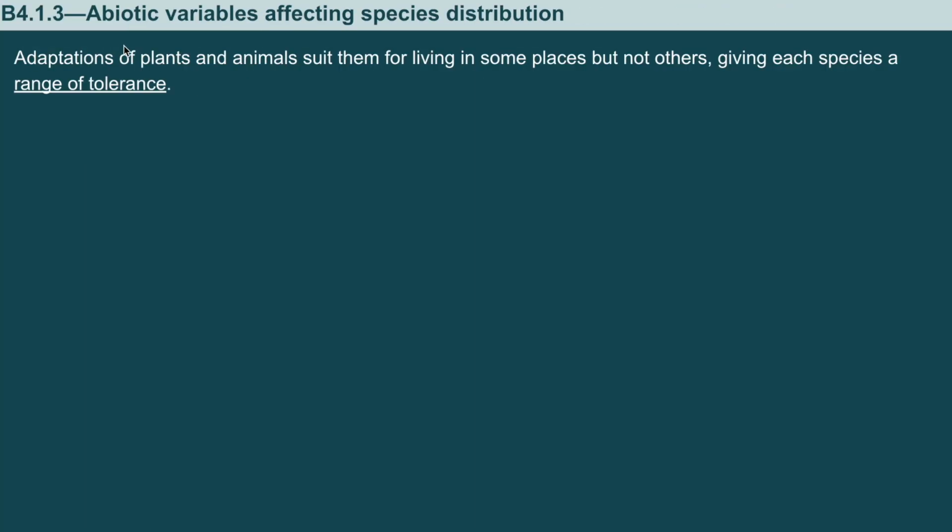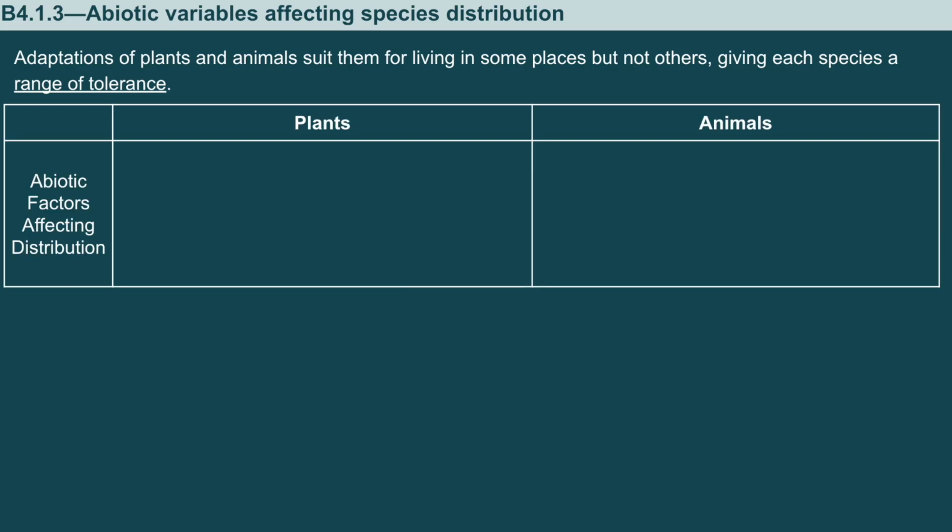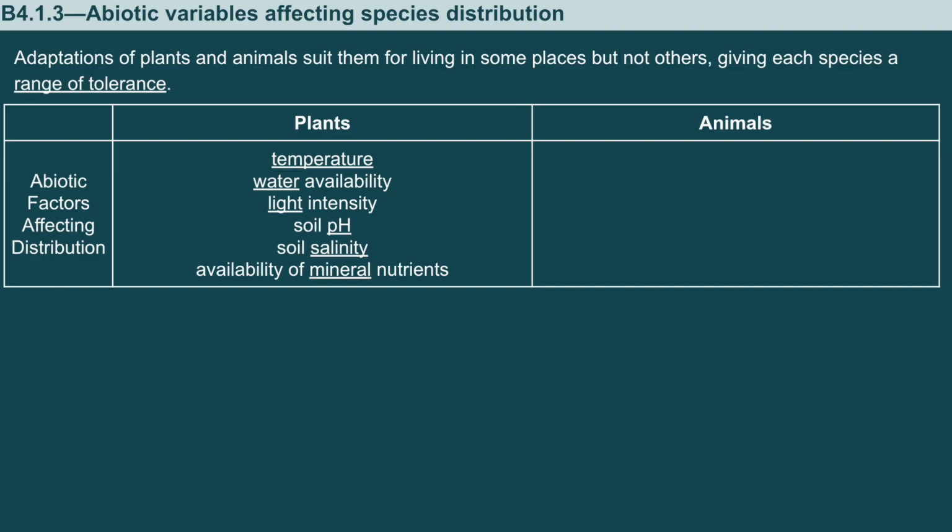Next up, abiotic variables that affect species distribution. Adaptations of plants and animals suit them for living in some places and not others, giving each species a range of tolerance. We're going to see that plants have 6 abiotic factors that affect where a plant can live. Those include the temperature, water availability, light intensity, soil pH, soil salinity, and the availability of mineral nutrients like nitrates and phosphates. Animals, on the other hand, just have 2 abiotic factors that affect where they can live, which are temperature and water availability, both of which are shared with plants.